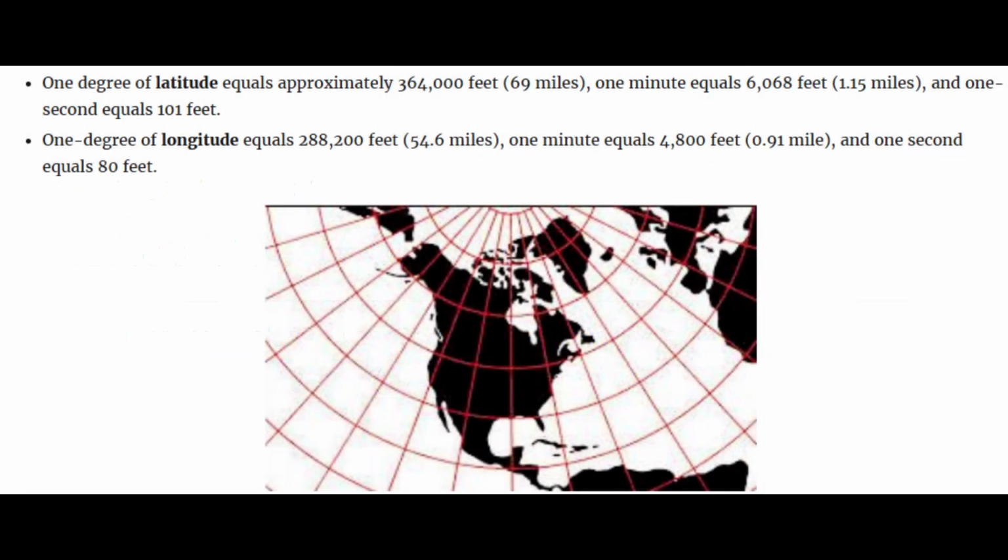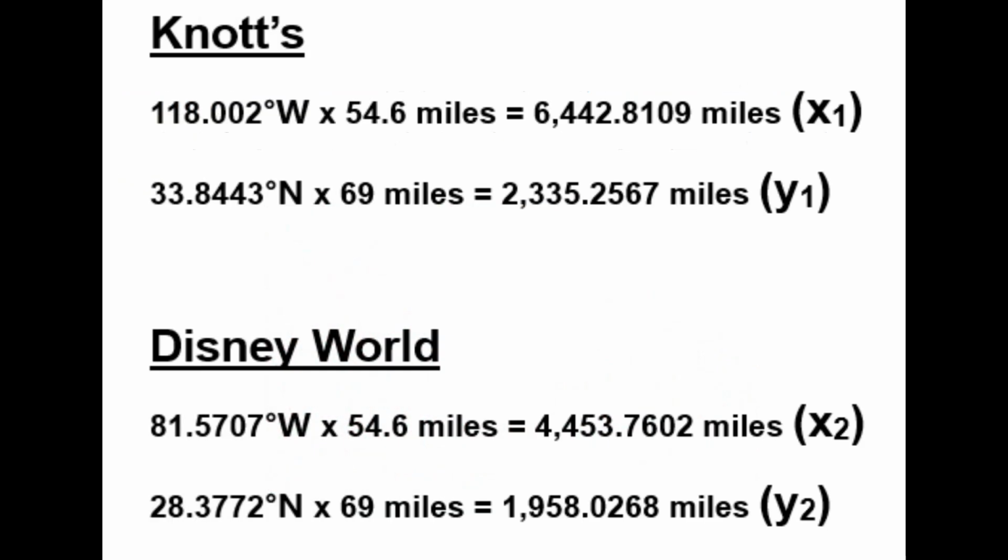Next, you convert longitude and latitude to miles. 1 degree longitude equals approximately 54.6 miles, and 1 degree latitude equals approximately 69 miles. For Knott's, we'll be multiplying the longitude by 54.6 miles, which will give us 6,442.8109 miles. This number will represent x1.